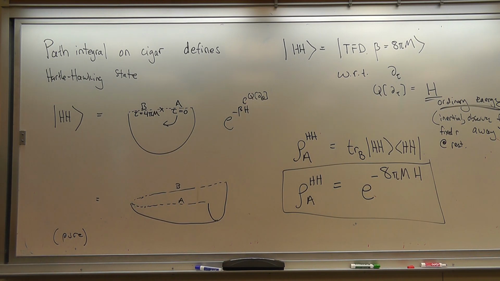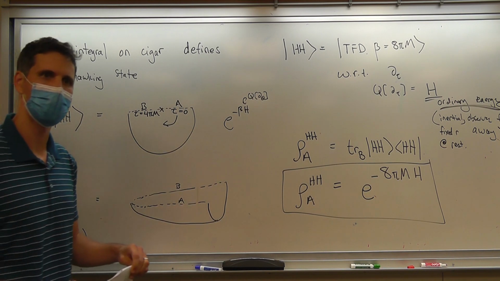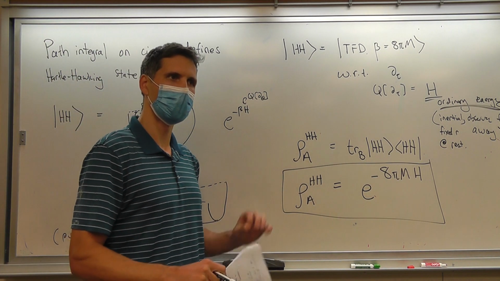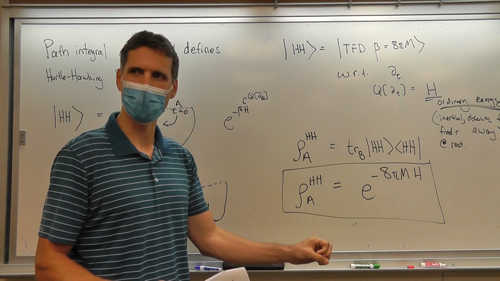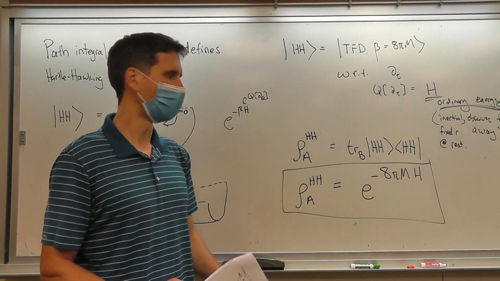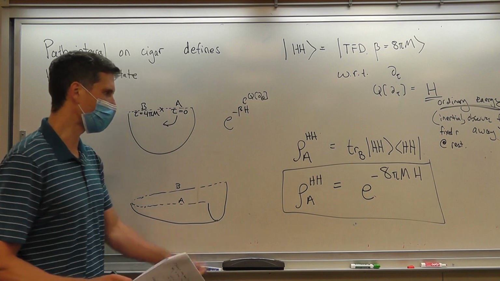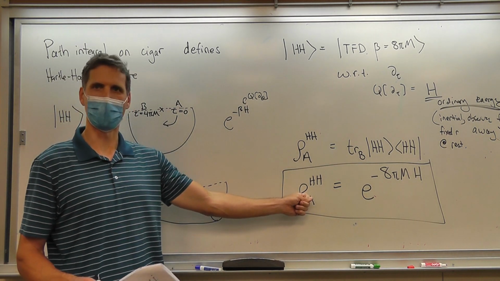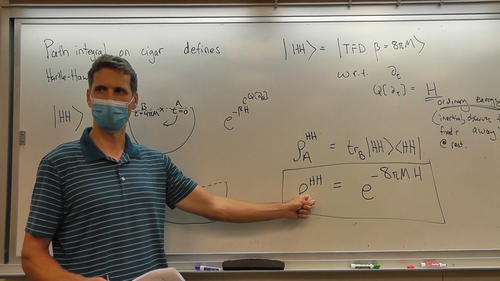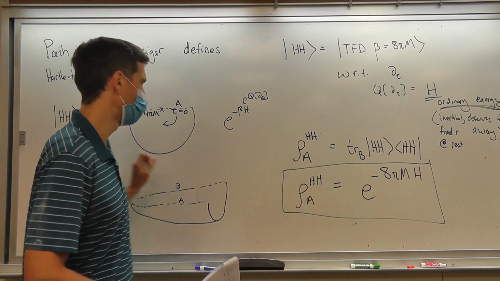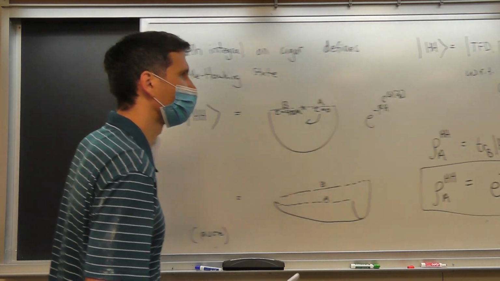That's the main result of this discussion. We've argued that the Euclidean path integral on the Euclidean Schwarzschild black hole prepares a state which is thermal in region A. That's the Hartle-Hawking state. Now I want to make a few comments about this.